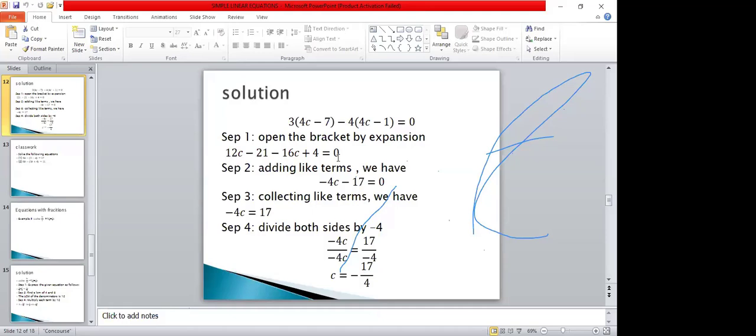Now, the job has been made easier here. Why and how? When you look at it, you notice that all the numbers are on the same side. So in that case, we can add like terms together and leave the unlike terms on their own. Here we have 12c and minus 16c. They are like terms. So 12c minus 16c, we have minus 4c.